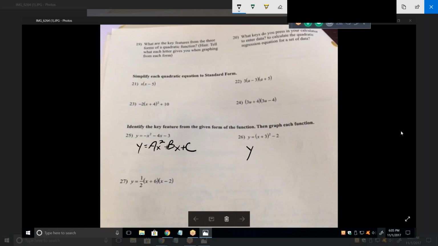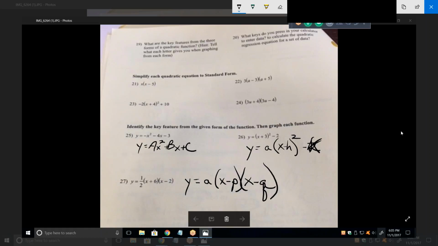26 is in vertex format. Vertex format being that. Well, excuse me, that's K. And then 27 is in y-intercept format, which is x minus p times x minus q. Each of these formats has its own uses, depending on what you're trying to do. But those are your three different formats for quadratics, and you need to be familiar with each one of them.